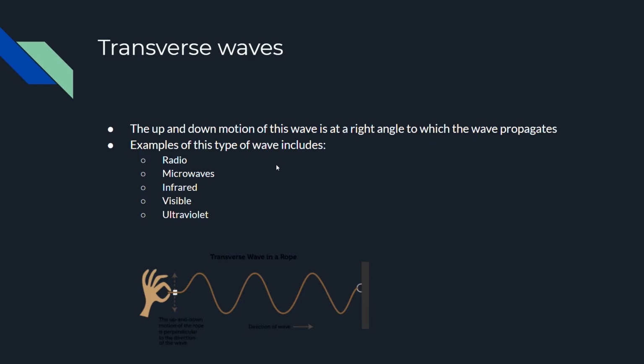Transverse waves. The up and down motion of this wave is at a right angle to the direction in which the wave propagates. That's the definition that you will need to know. Examples of this wave include radio, microwaves, infrared, visible, ultraviolet, and basically all the EM waves.